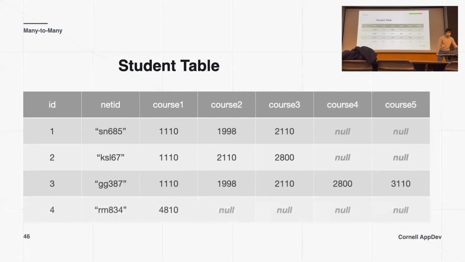So what if Rahi's taking like 1 course? Well, then 4 of his fields are null. So obviously, this is not a great way of implementing it. So let's discuss the next way that we can think of.